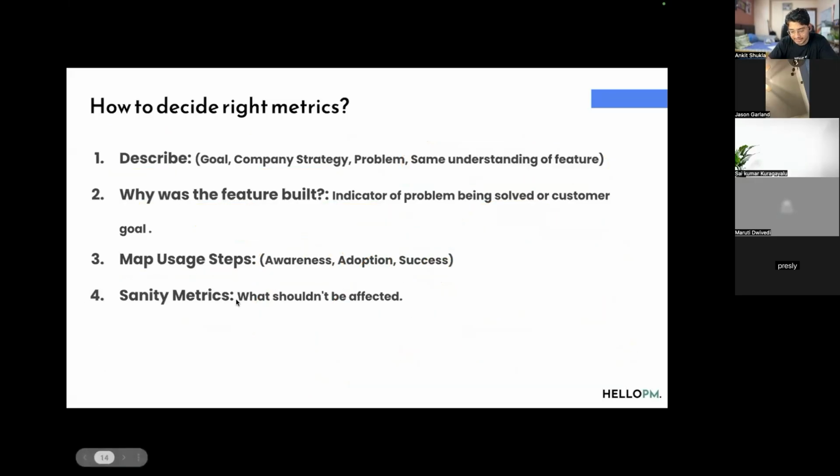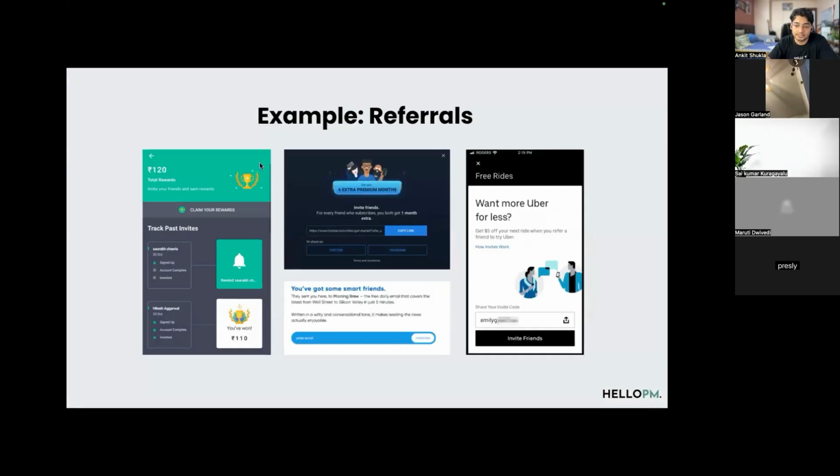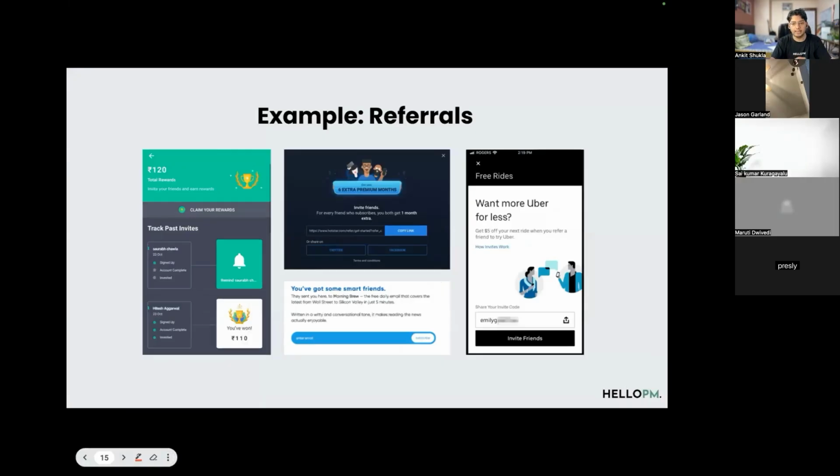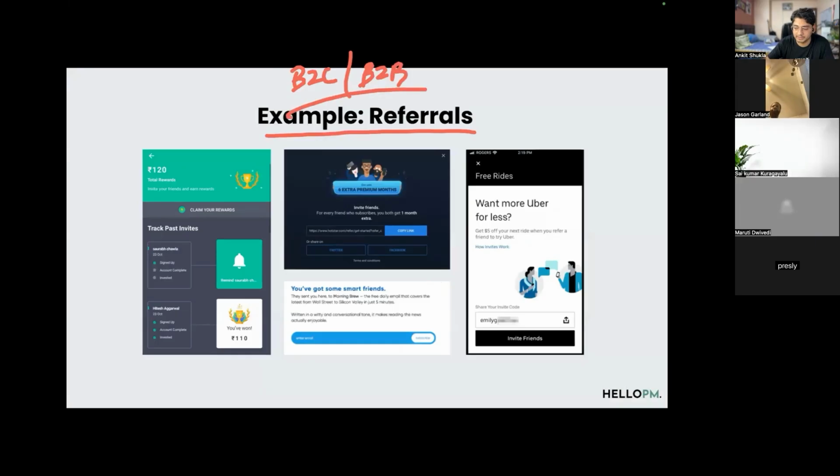I will take the same example that I gave you initially, which is referrals. I'm sure every one of you might have participated in some referral mechanisms. Referrals are common in B2C as well as B2B. Like Slack and other platforms, they also have some kind of referral mechanisms. So let us go ahead and try to do the same case study with referrals.